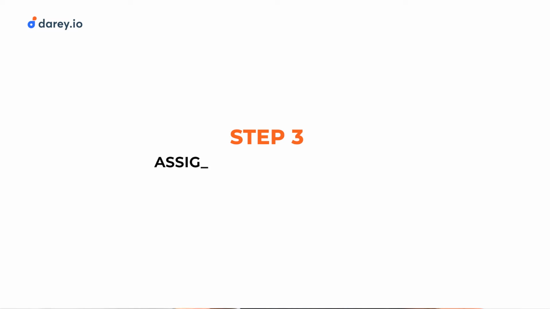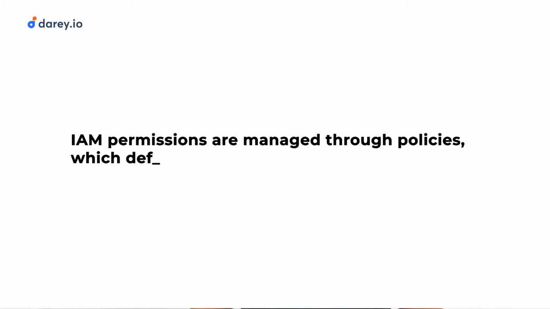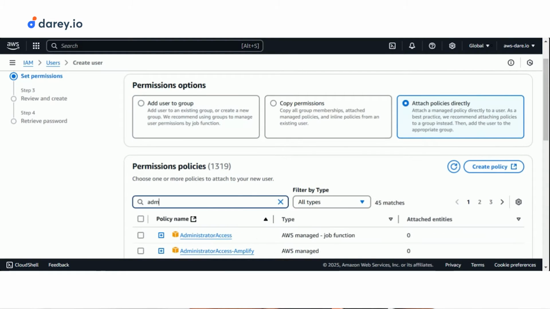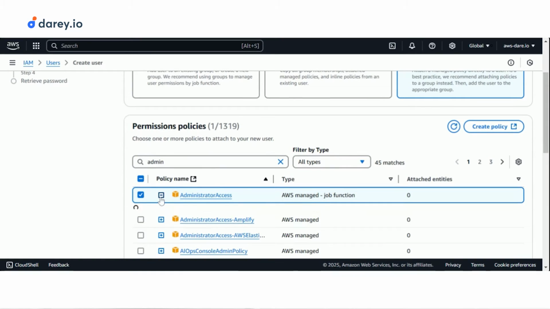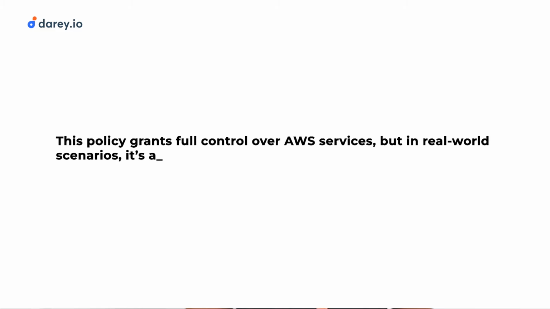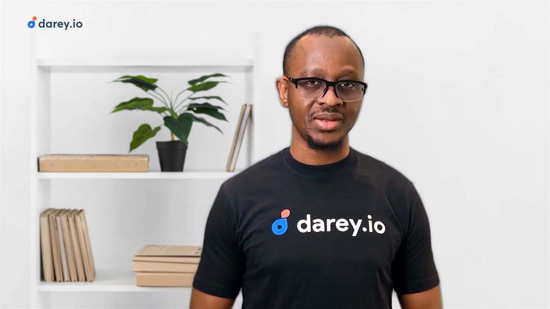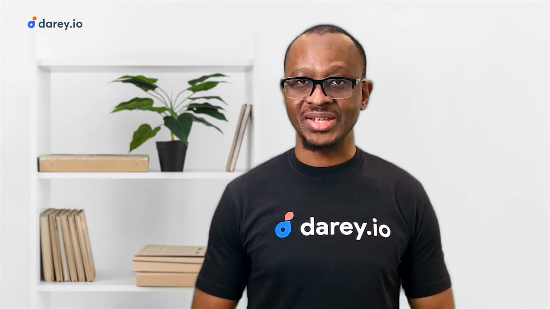3. Assigning permissions. IAM permissions are managed through policies, which define what a user can and cannot do. Select Attach existing policies directly. In the search bar, type Administrator Access and select it. This policy grants full control over AWS services, but in real-world scenarios, it's always best to follow the principle of least privilege, meaning users should only have the permissions they need. We'll explore this in more detail in Section 7.